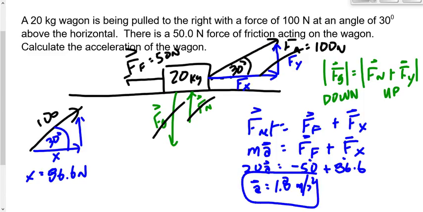If I used 150, the acceleration would be bigger than 1.8, right? But we're not using that entire 100 to cause the motion. Think about it. You pull a wagon like this, right? If you pulled it like this, that's more effective, because all of your force then is going into the motion.